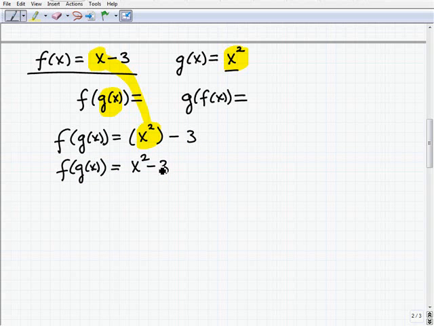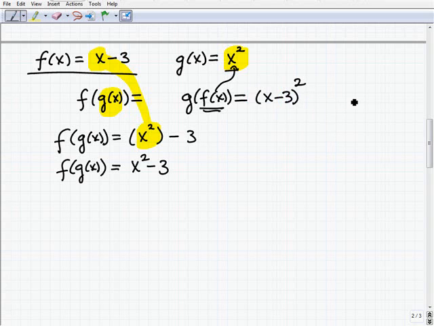Okay, let's go ahead and do g of f of x. I'm going to plug in the f of x function this time into the g function. So we're going to plug in the f of x function into the g function. So go ahead and set that up. All right, so g of f of x. The g function is what? It's x squared. But instead of x, I'm going to plug in the f of x function, and that's x minus 3 squared. X minus 3 squared.